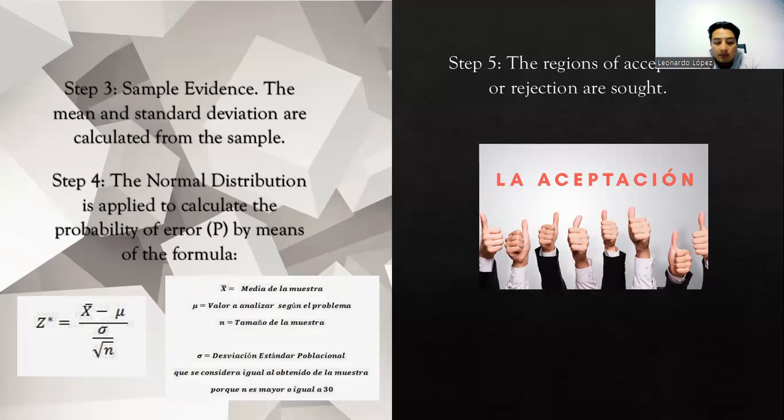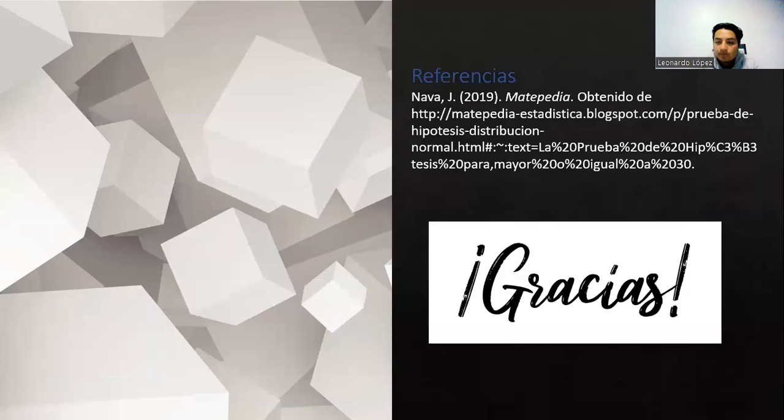In the last step, step 5, we have to calculate step 4, and in this we need to know the regions of acceptance or rejection that we are going to use, because if the calculation is correct, we accept or reject the null hypothesis in favor of the alternative.